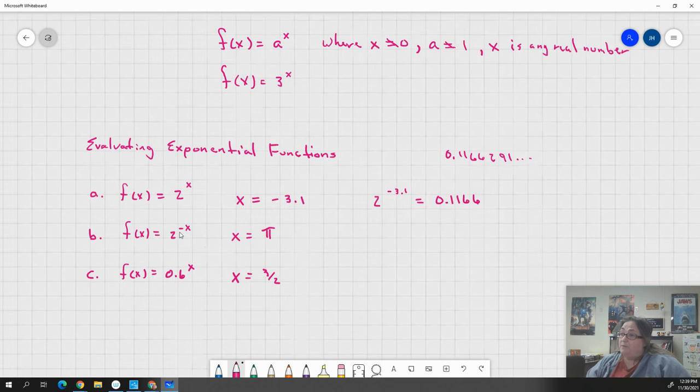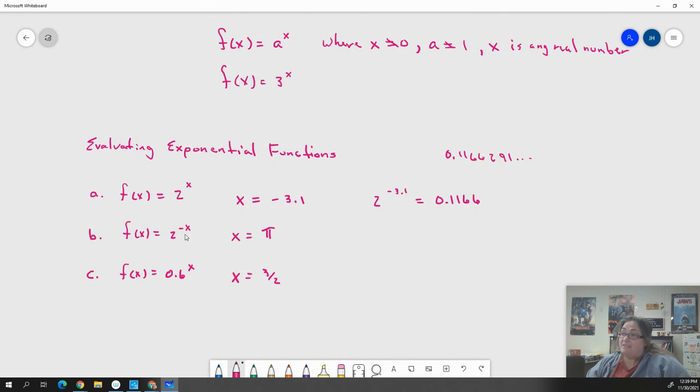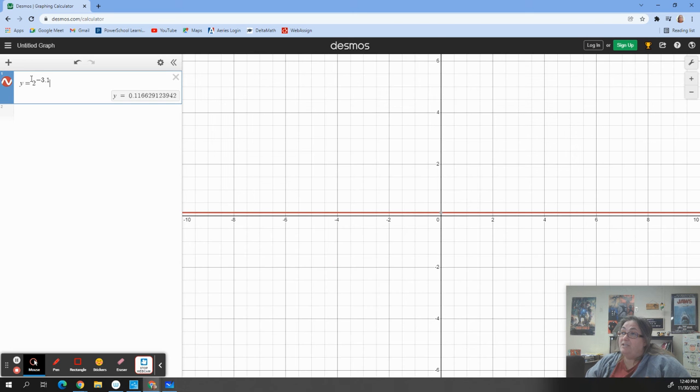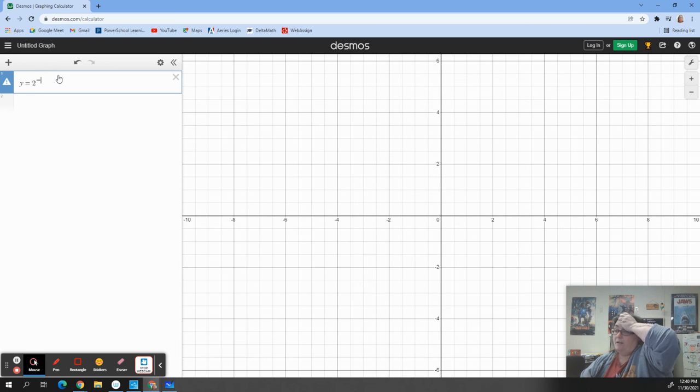If we look at this one, we have f of x equals 2 to the negative x power, and then we're going to plug in pi. So when we change this, it's just 2 to the negative x power, and what are we putting in? We're putting in pi, right? But it's negative x, so I'm just going to put it in as, hopefully they have symbols here I can use.